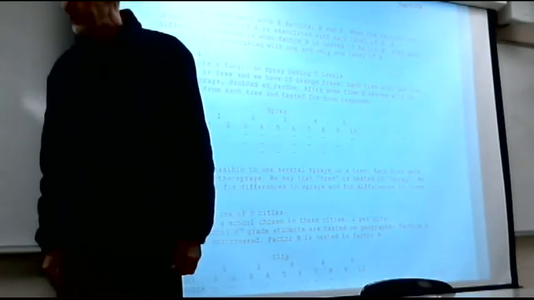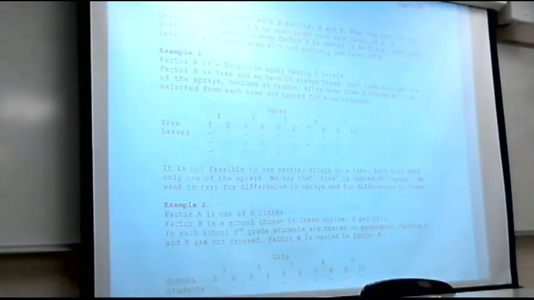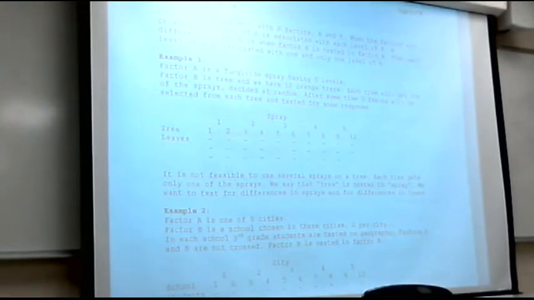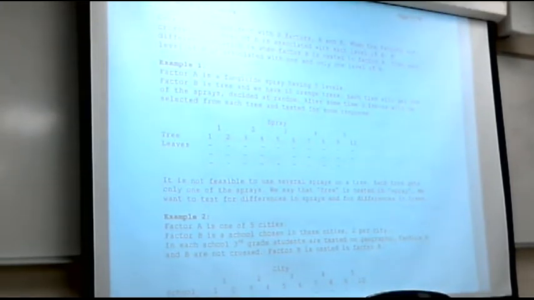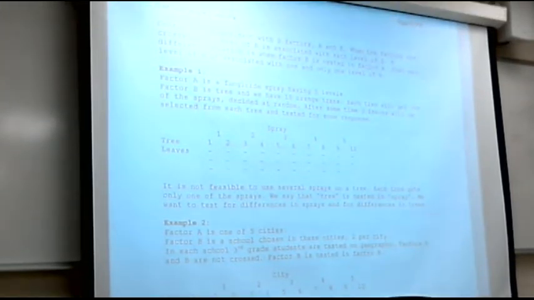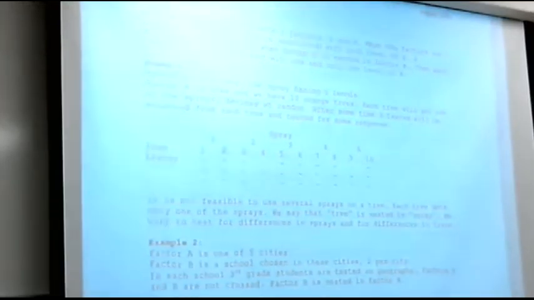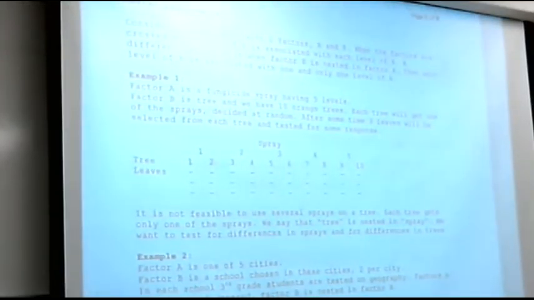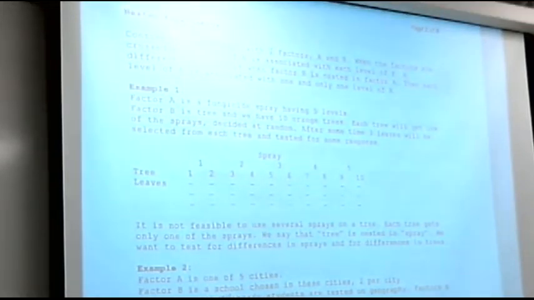Well, let's review some of the latter part of it. So this is the important new idea, nested experiments. There are two examples here where the data is from a nested experiment. In these examples, there are two factors, A and B, and we say that factor B is nested in factor A. That is the language that we use.